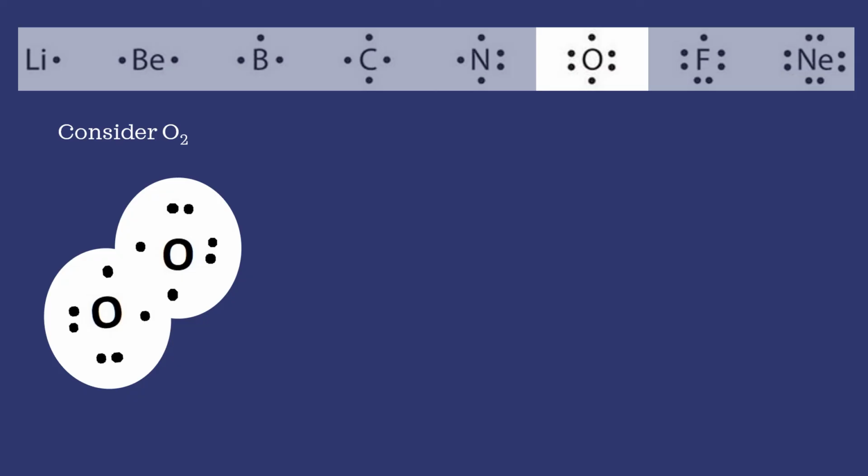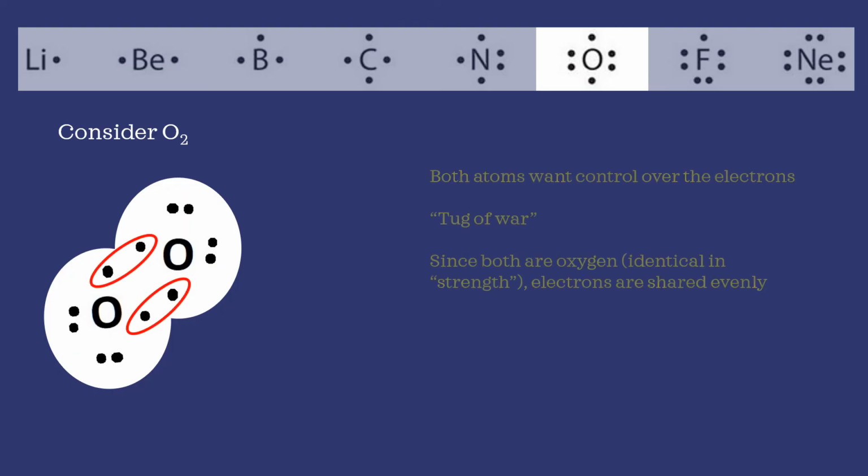This creates a tug of war between equally matched competitors. Both are oxygen, so they have identical strength, an identical tug on the electrons. The result is that these electrons are shared exactly evenly. Neither atom is a donor or acceptor. Electrons involved in these bonds are as likely to be found near one atom as they are to be found near the other.